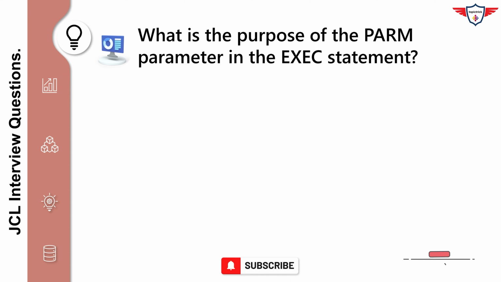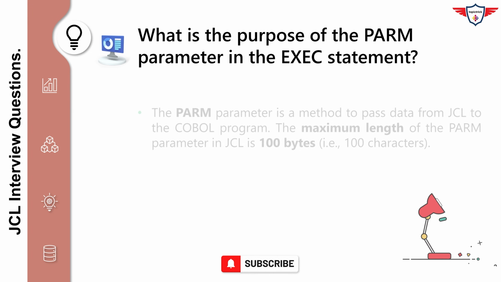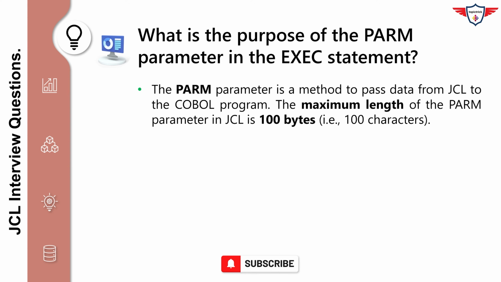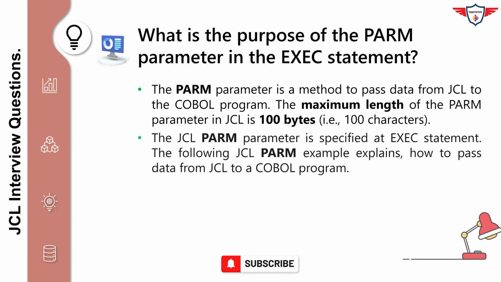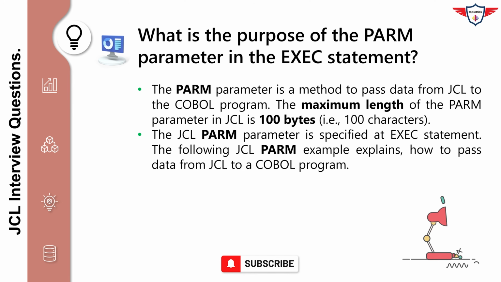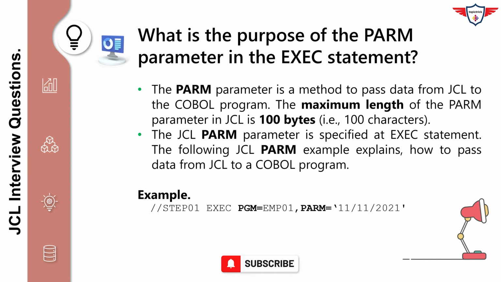What is the purpose of the JCL PARM parameter in the EXEC statement? The JCL PARM parameter is a method to pass data from the JCL to the COBOL program or any other program. The maximum length of the JCL PARM parameter is 100 bytes, that is, 100 characters. The parameter is specified at the EXEC statement. The following JCL PARM parameter example explains how to pass data from JCL to a COBOL program.